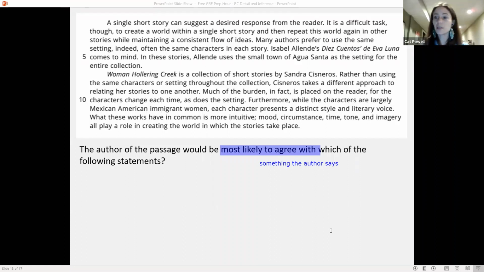For most of the passages and authors, actually, they don't have really strong stances or opinions. So we often can rule things out if they're very strongly opinionated or strongly worded. That's a really good point about these questions as well.